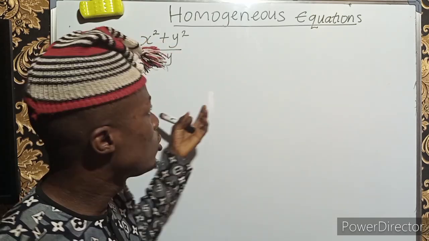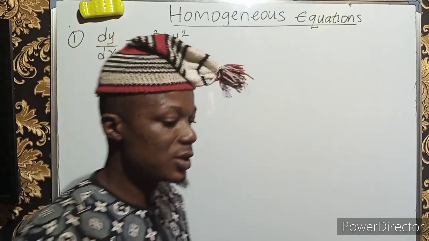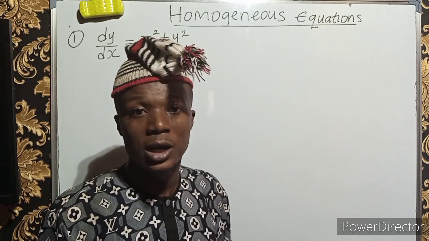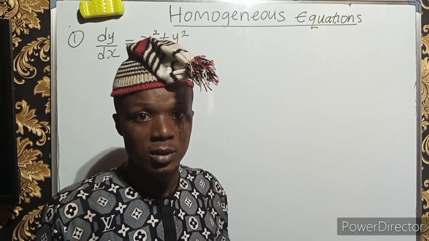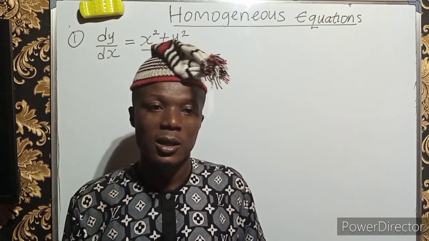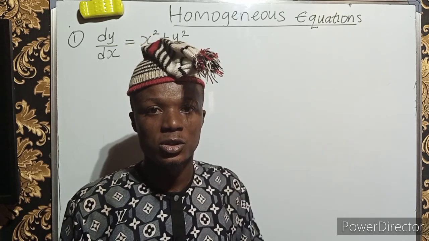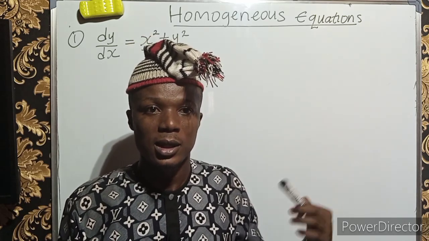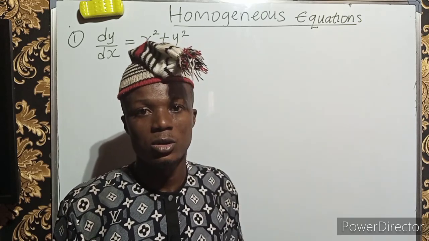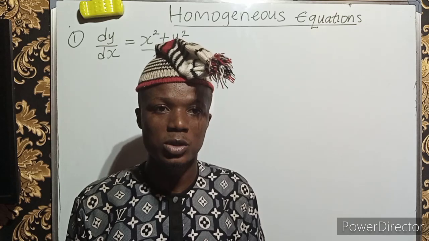Now, homogeneous equation or homogeneous differential equation came to existence as a result of the fact that some differential equations are not variable separable. There are some differential equations in which you cannot separate the variables, and because of that, another means is utilized in solving such differential equations, and that is how we can embark on the usage of homogeneous equations. Okay, now when do you say that a differential equation is homogeneous?